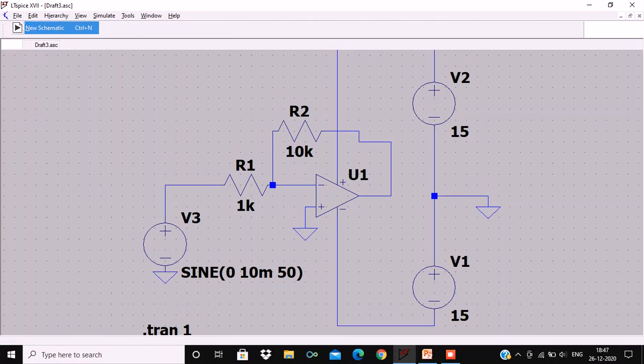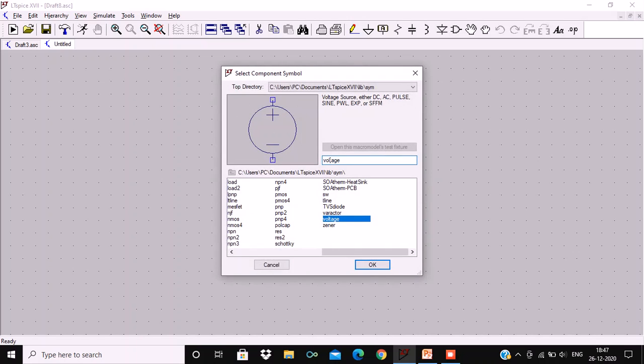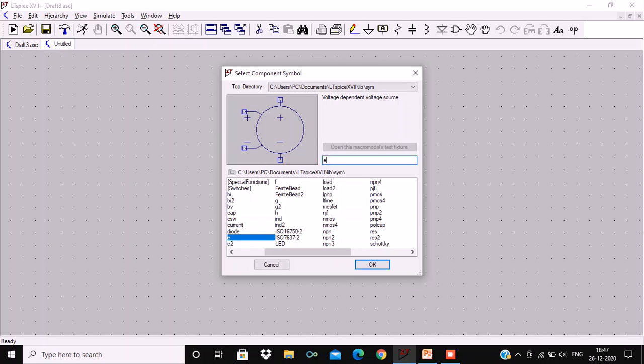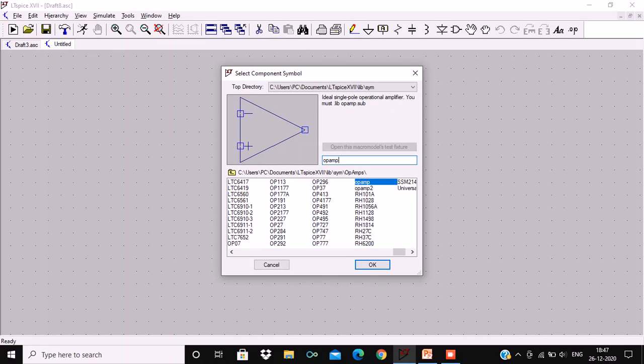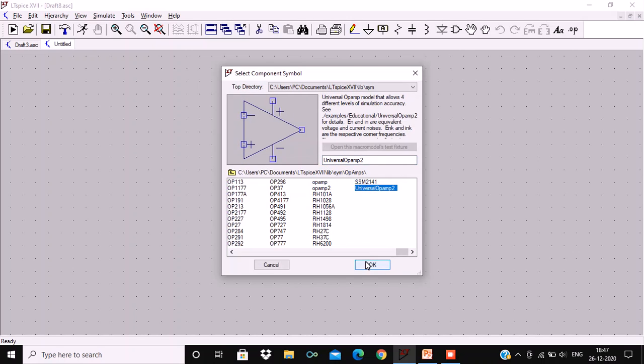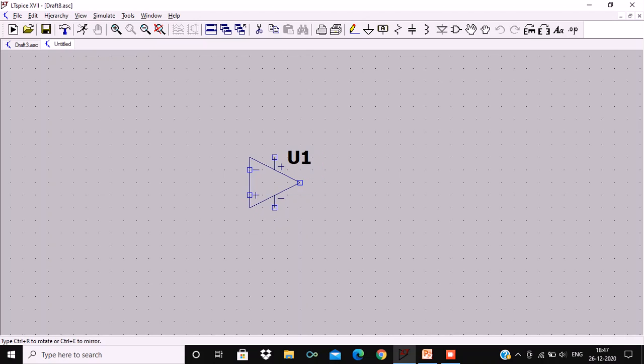So, let us choose new schematic and now we are going to choose our components. The first component that I am in need of is operational amplifier. So, let us start by choosing an op-amp. I am choosing an op-amp which is universal op-amp 2. This is my op-amp. The other components are also required.